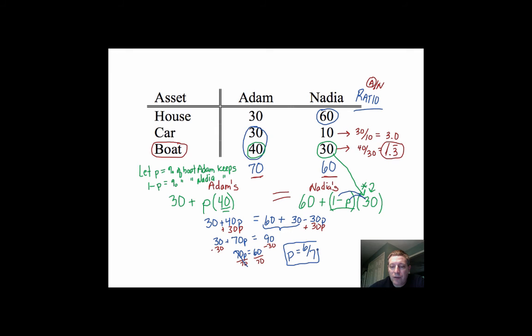So we now know that P, which remember back here, P was the percentage of the boat that Adam keeps. Adam gets to keep 6/7 of the boat, which means, of course, that Nadia gets to keep the other fraction. 1 minus P then would be 1/7. So Adam is going to keep 6/7 of the boat, and Nadia is going to keep 1/7 of the boat. That would be the final allotment.